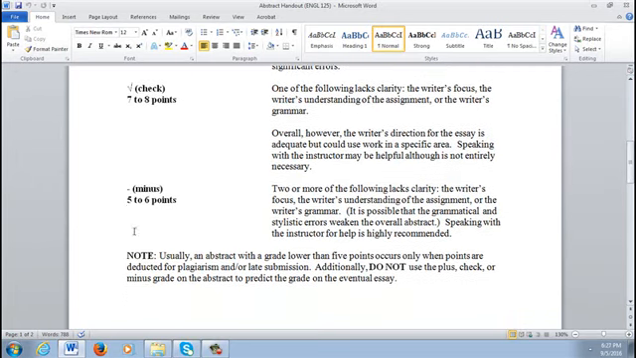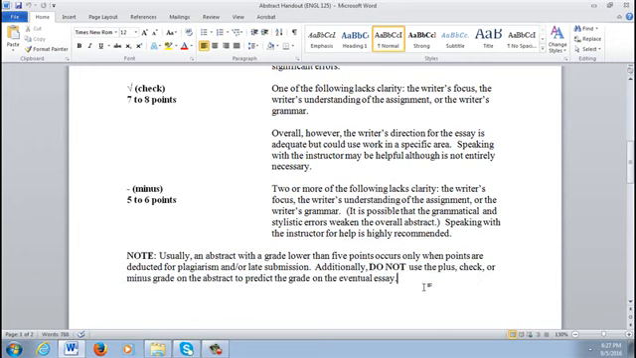I should point out as well what happens when a student earns less than 5 points. That's usually for late submission or plagiarism. And then also, I think that this sentence here on the very last page is very key. The whole point of the plus, check, or minus is not to predict the grade for the eventual essay, but rather to see where you are in that stage of the writing process.